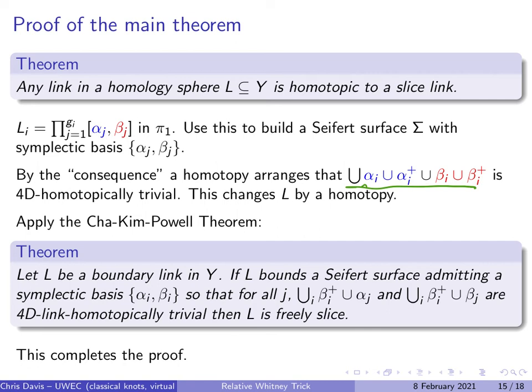Well, let's keep track of what we've done. So I've taken L, I've changed it by a homotopy to get a boundary link, right? I've got a Seifert surface, so it's a boundary link. That Seifert surface has a symplectic basis consisting of alphas and betas, so that this big 4G component link is 4D homotopically trivial. In particular, if I take these sublinks, I'll get something that's 4D homotopically trivial. Oh, but hey look, I've just satisfied all of the assumptions in the Cha-Kim-Powell theorem.